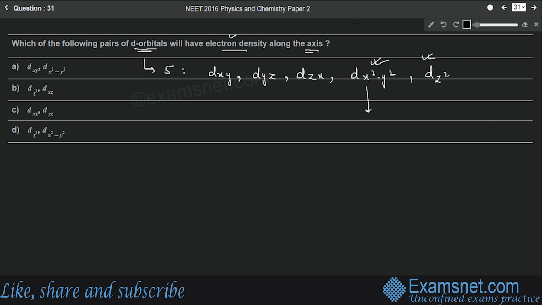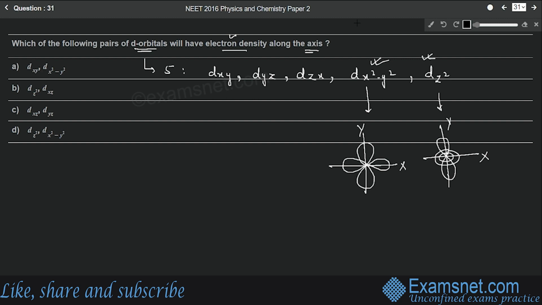For example, dx square minus y square, let's see the shape. This is your y axis, this is the x axis, so the shape is like this. It is a double dumbbell shape, right? For all the d orbitals, the shape is like a double dumbbell. So here it is along the axis. The electron density is along the axis. Similarly, in case of dz square, these are the x axis and y axis, so the shape is like this, and one ring-like structure in between. So in both cases, the electron density is along the axis. So dx square minus y square and dz square.